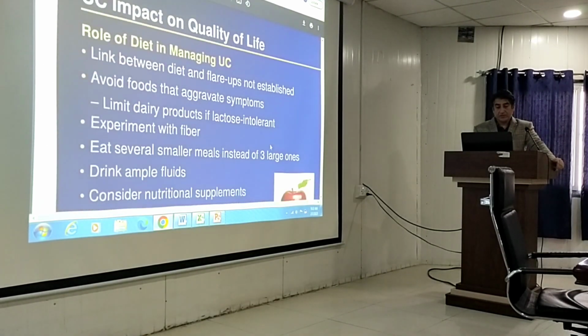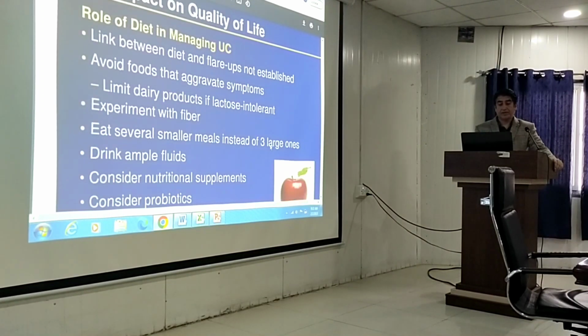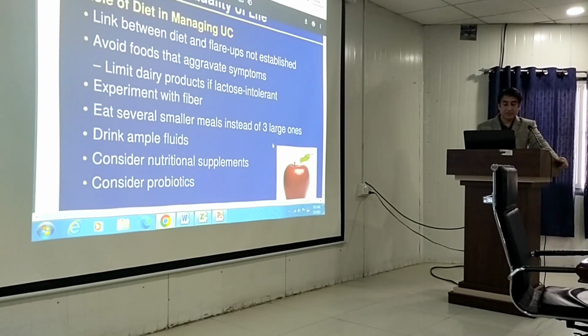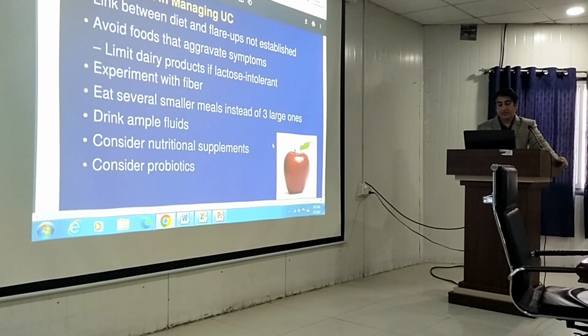The role of diet in managing ulcerative colitis again is very important, because of the relapsing nature. Most patients with ulcerative colitis suffer from malnutrition, some vitamin deficiencies, anemia and other associated symptoms. That's why the dietary role is very important. The link between diet and flare-ups is not established. Avoid foods that aggravate symptoms. Limit dairy products if lactose intolerant. Experiment with fiber. Eat several smaller meals instead of three large ones. Drink ample fluids. Consider nutritional supplements and consider probiotics.